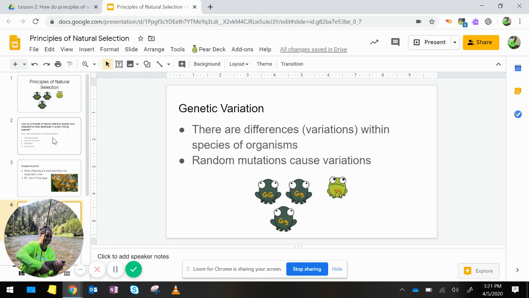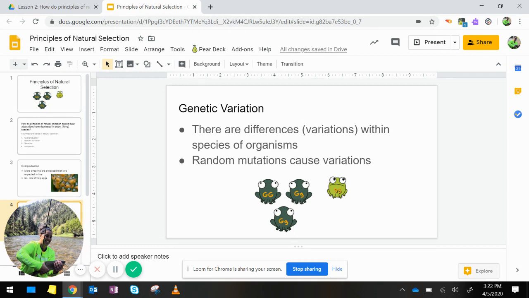Second part is genetic variation. There have to be differences, called variations, within species of organisms. Random mutations cause these variations. So with the picture here, you have the dark green frogs and the light green frogs. Capital G would equal dark green, lowercase g would equal the light green. If you have a dominant allele, you'll end up having the dark green color. If you have two of the recessive alleles, you'll end up having the light green color.